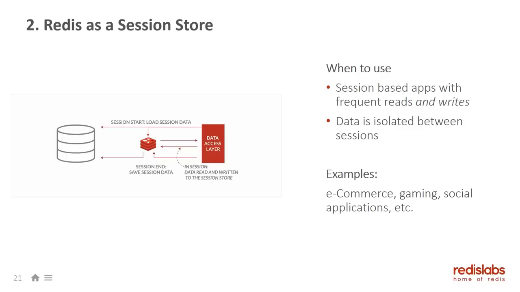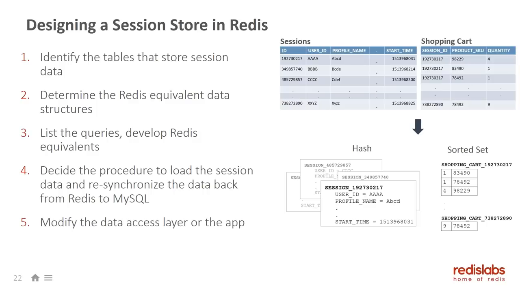Also, when a session is live, you want to give a highly engaged experience. So the data goes back and forth between your user session and the database. You don't really go and access data from your backend database. So the data lifecycle is a bit different, as you can see here on the screen. When the session is on, you are reading and writing back to your front-end database. How do you design a session store in Redis? Here is an example of sessions and a shopping cart.